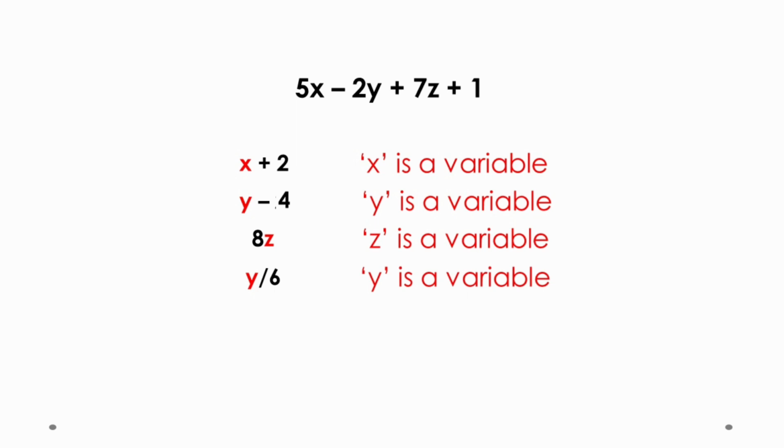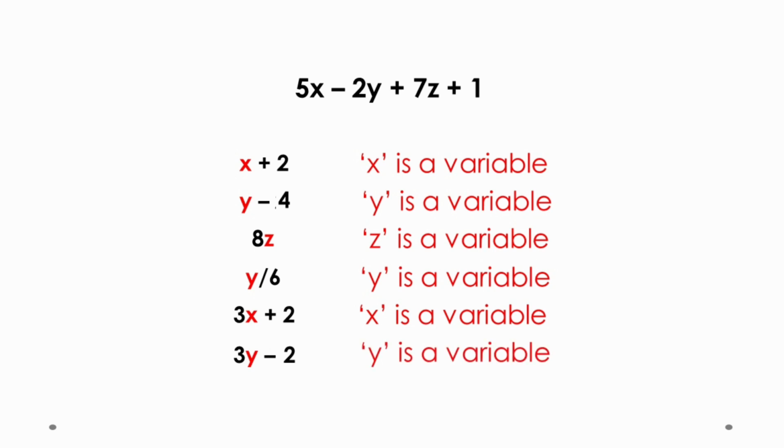If the expression is 3x plus 2, it means 3 is multiplied by x and then the product is added to 2. Here also, x is a variable. If the expression is 3y minus 2, it means that 3 is multiplied by y and then 2 is subtracted from the product. Here again, y is a variable. There can be many more such examples of expressions.